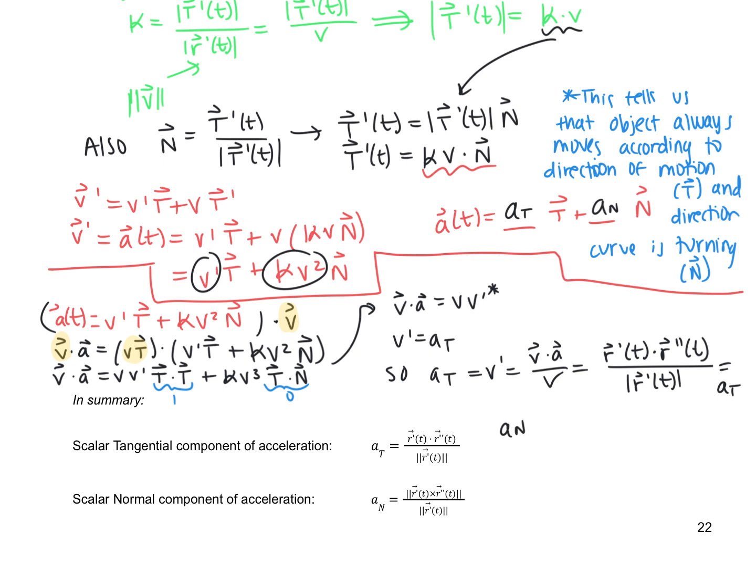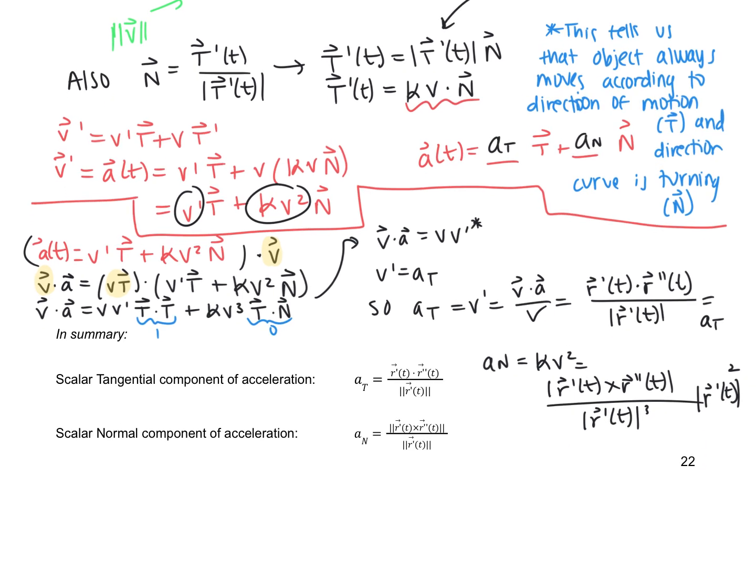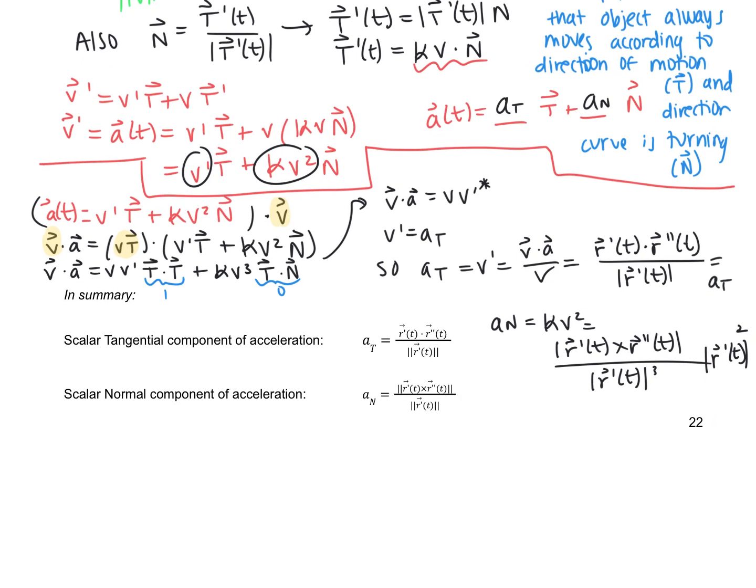Similar idea, a of n from above is curvature times v squared. Well, curvature is the magnitude of r prime of t crossed with r double prime of t divided by the magnitude of r prime of t cubed. So that's all curvature. Then I have to multiply, though, by v squared. So what that finally gives us is that a of n, once we do a little canceling.